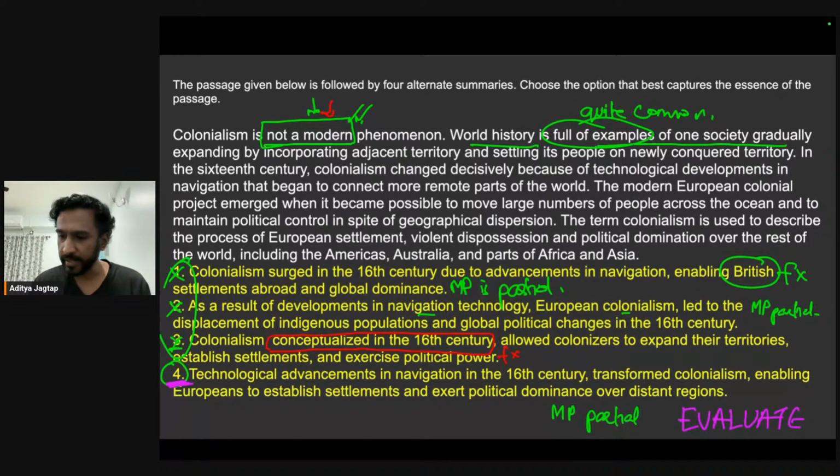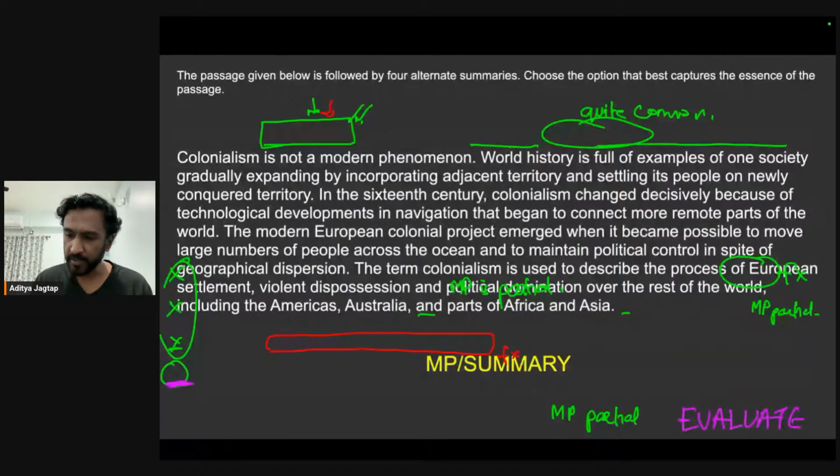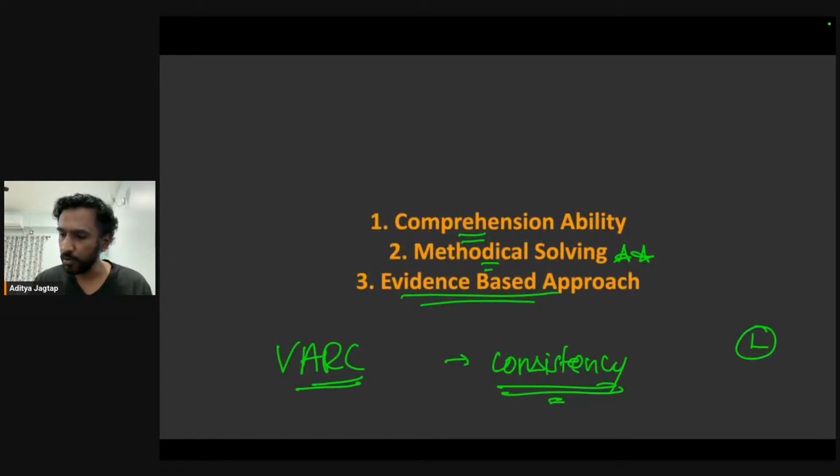It was because it didn't mention that it's not modern, or it didn't imply that it's quite common colonialism. Despite this, four is the only option we evaluated which we could accept, right? So the objective of this being the first question was that we know how to actually use and work on all of these three factors: comprehend in a specific way, use a methodical approach, and be evidence based, right?